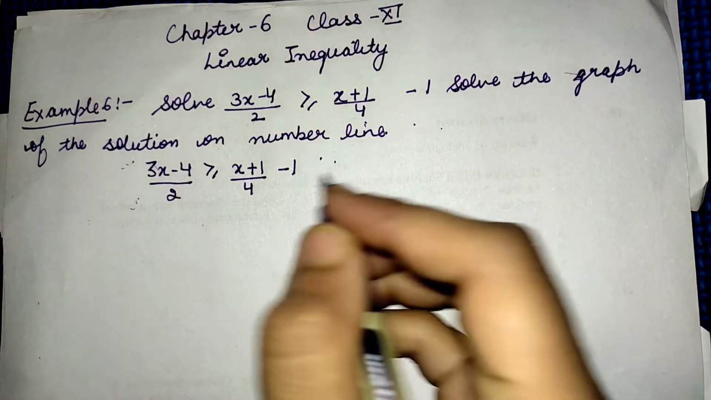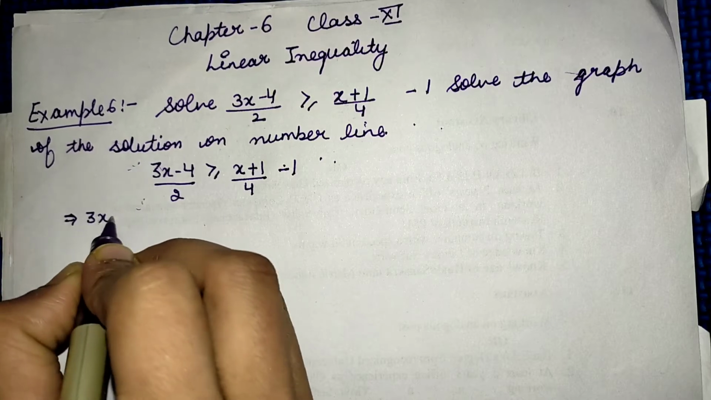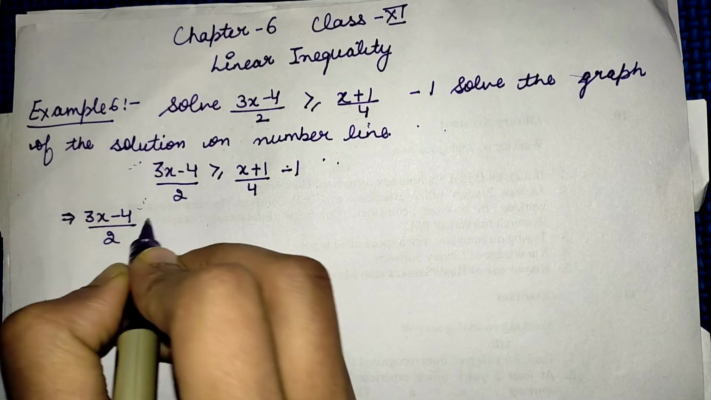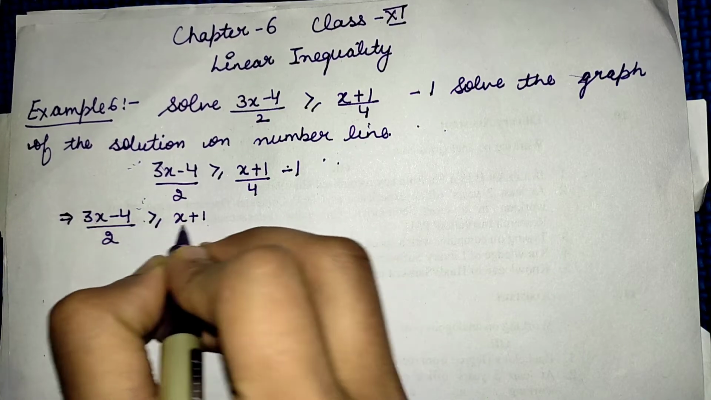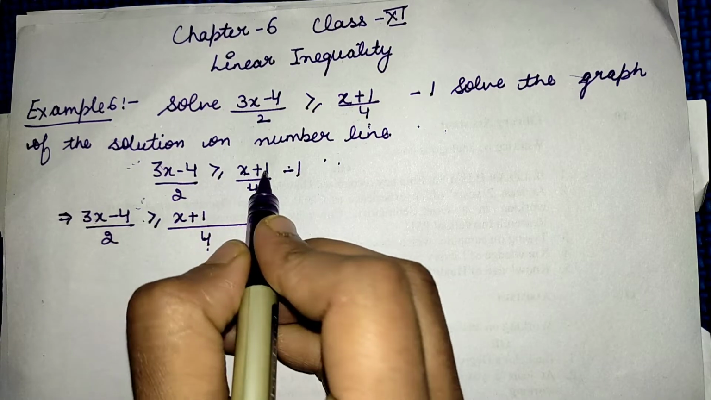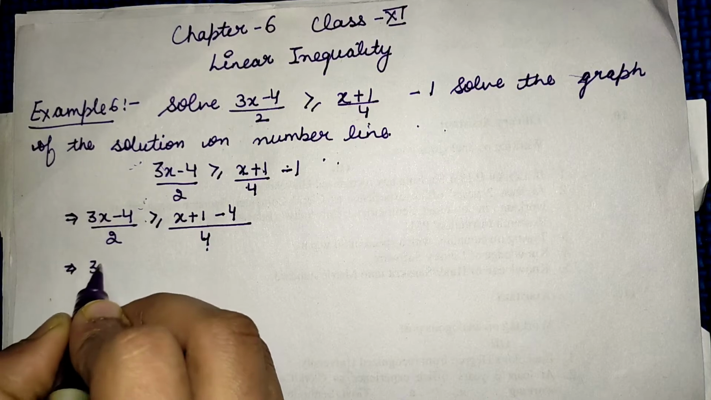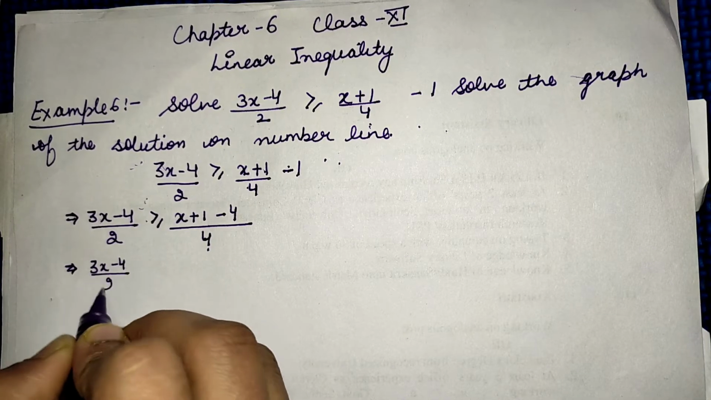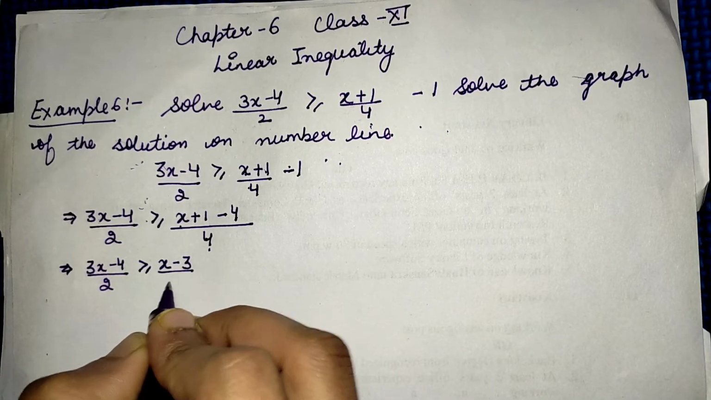So if I take the LCM as the first step, then what will I get? I will get (3x minus 4) divided by 2 is greater than or equal to x plus 1, and the LCM of the whole will be 4. So x plus 1 minus 4. So I will get now (3x minus 4)/2 is greater than or equal to (x minus 3)/4.